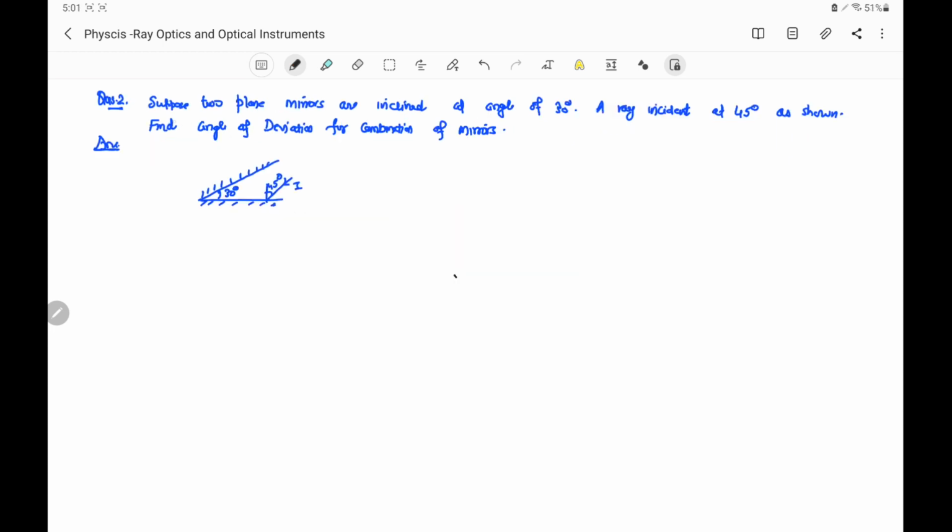Another problem is: suppose two plane mirrors are inclined at an angle of 30 degree. A ray incident at 45 degree as shown in the figure. Find the angle of deviation for the combination of the mirrors. If we draw the figure, there are two mirrors which are inclined at an angle of 30 degree.